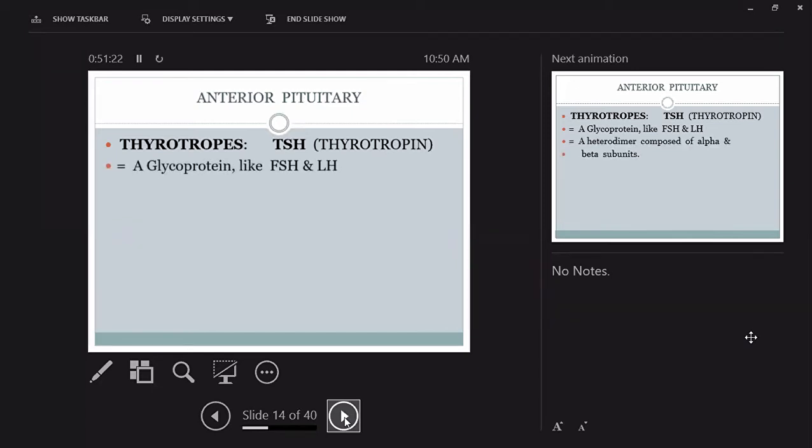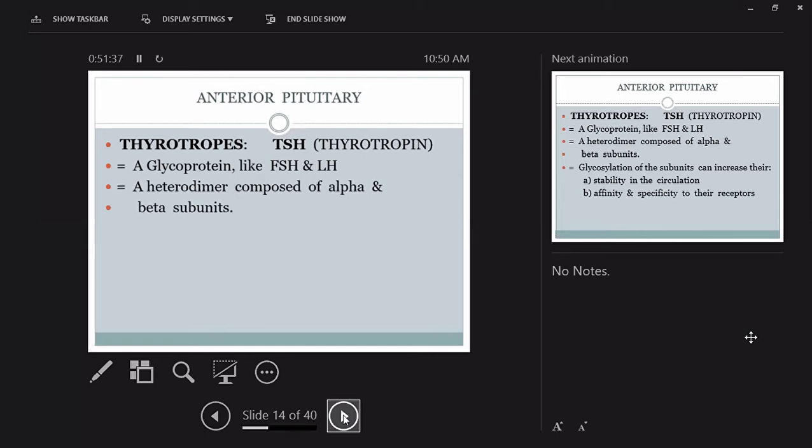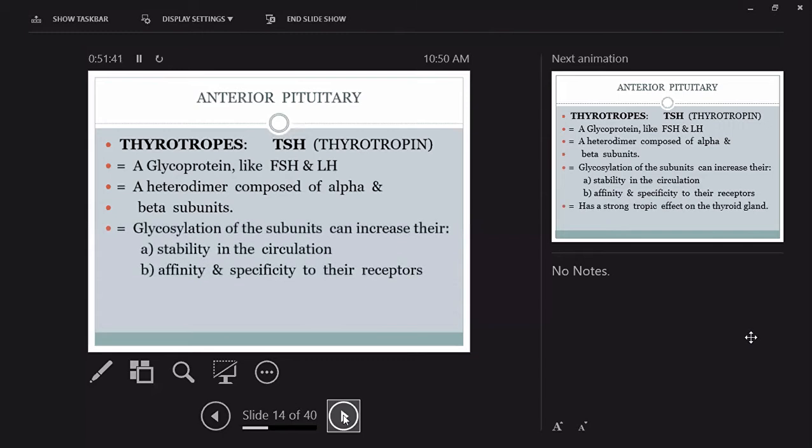Thyrotropes from the anterior pituitary produce TSH, thyrotropin. This is a glycoprotein like your FSH and LH, a heterodimer composed of alpha and beta subunits. Glycosylation of the subunits can increase their stability in the circulation and the affinity and specificity to their receptors.